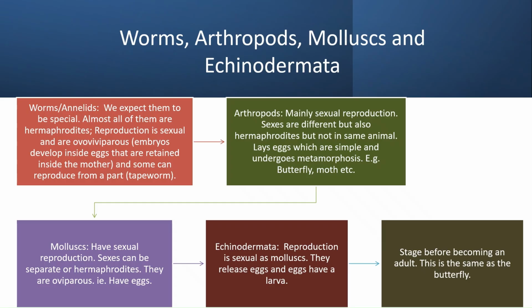Mollusks have sexual reproduction. Sexes can be separate or hermaphrodites. They are oviparous, that is, they have eggs. Echinodermata reproduction is sexual as in mollusks. They release eggs and the eggs have a larva stage before becoming an adult, which is the same as a butterfly.